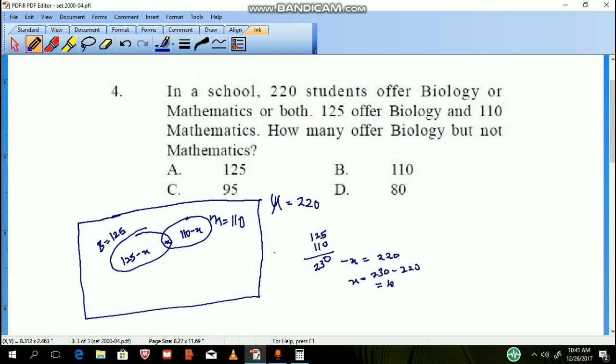So for us to get biology only, biology will be 125 minus 10, which will be 115. So the answer is going to be 115. There might have been a typo here. Our answer is meant to be 115. So no answer here, provided there is no typo.